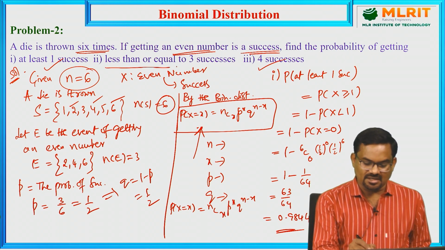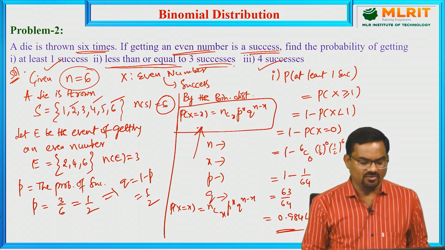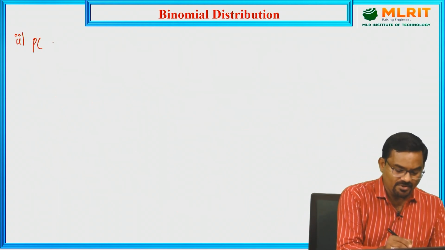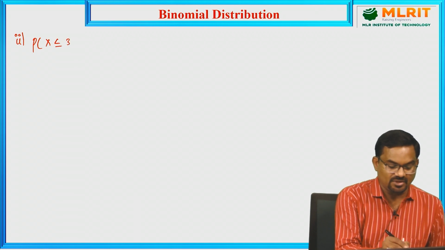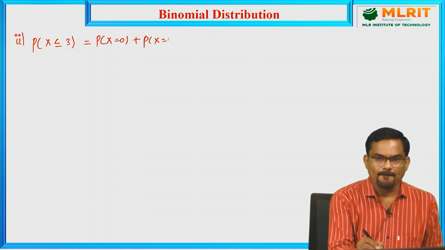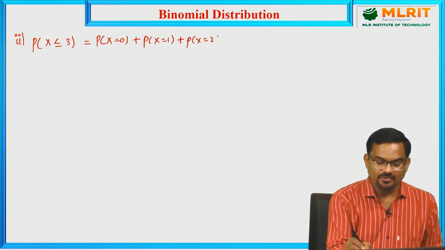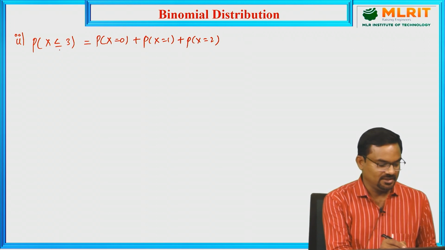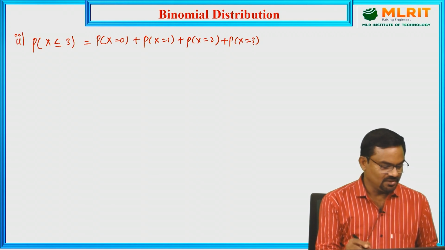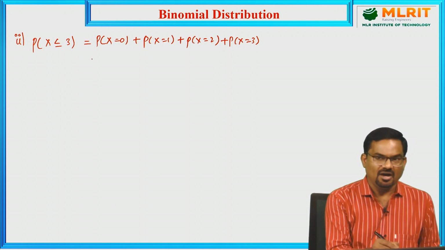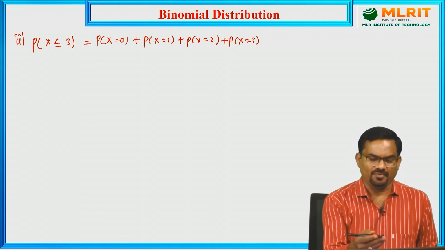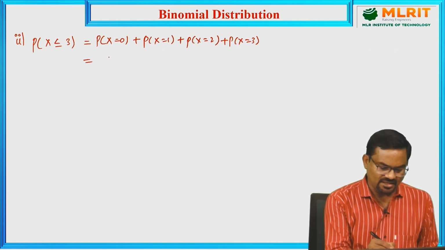Similarly, let us consider the second one, less than or equal to 3 successes. Second problem, the probability of x less than or equal to 3 successes. So, that means x equal to 0, x equal to 1, plus x equal to 2. Because equal to is included here, less than or equal to 3, we have to add x equal to 3 also. So, the sum of all these 4 probabilities, or else the same thing can be calculated using 1 minus x greater than 3, that is 4, 5, 6. So, let us calculate using this.